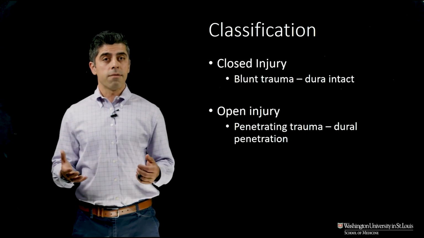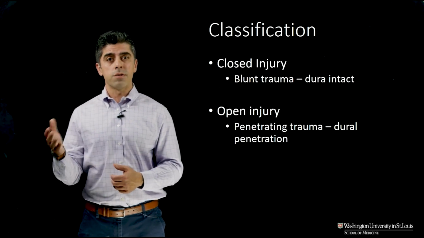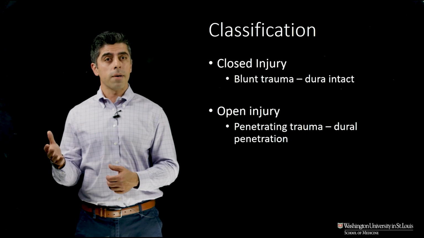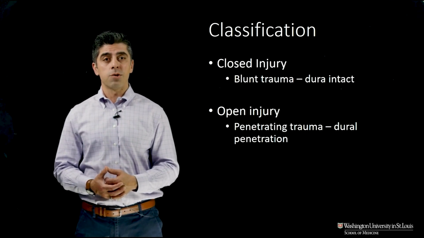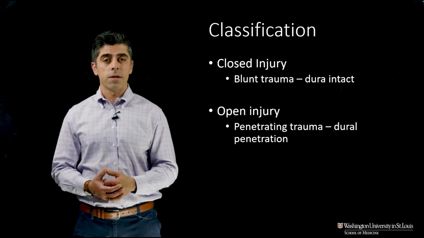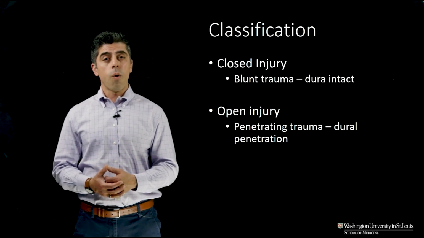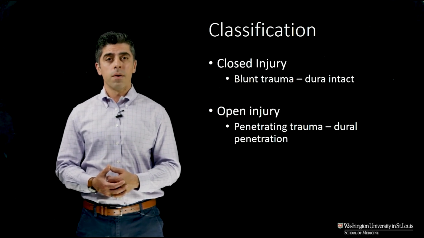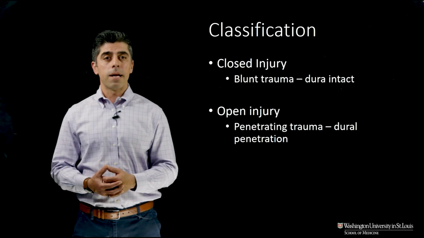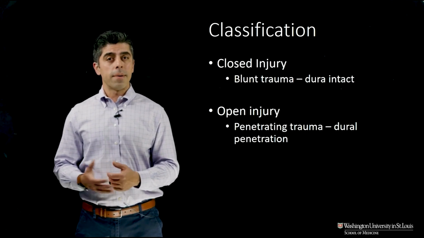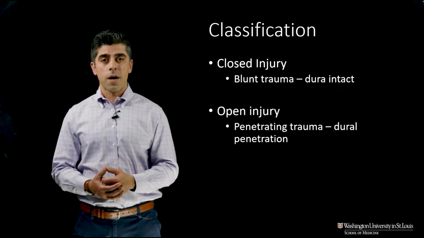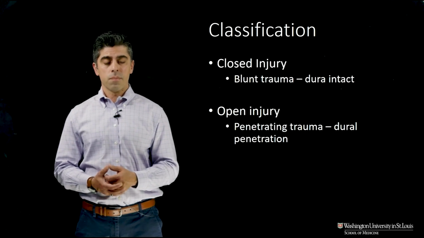And then the third way we classify TBI patients is whether they have a closed injury, which is blunt trauma. This is when the dura is intact, and common mechanisms of injury for blunt trauma include motor vehicle collisions or falls, or whether a patient has an open injury, which is also termed penetrating trauma, and this is when you have dural penetration. A common example of an open injury or penetrating trauma is a gunshot wound.